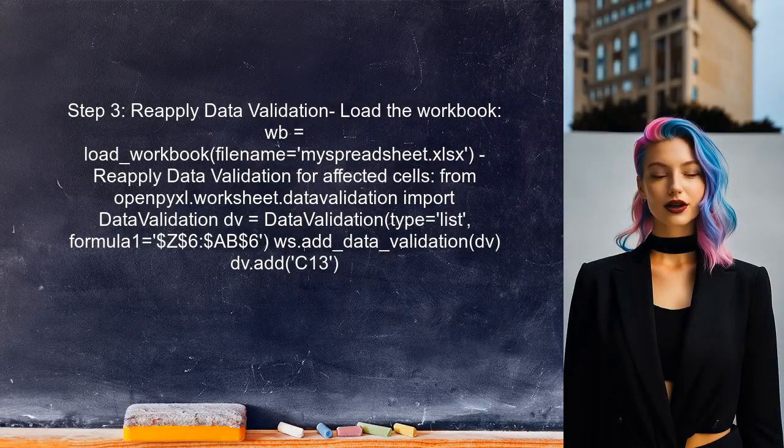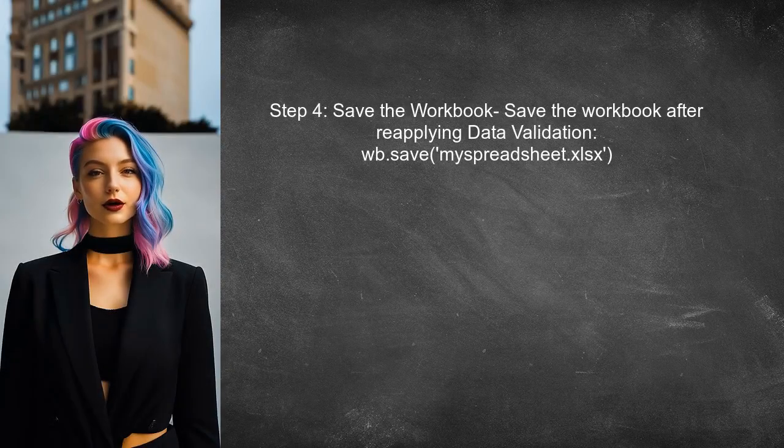After that, the user can try to explicitly set the data validation after loading the workbook. This means reapplying the data validation rules to the affected cells after the workbook is loaded. Finally, the user should save the workbook again after reapplying the data validation. This ensures that the correct settings are preserved in the saved file.